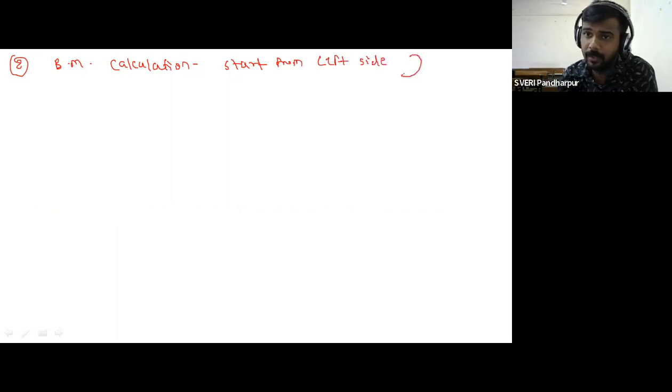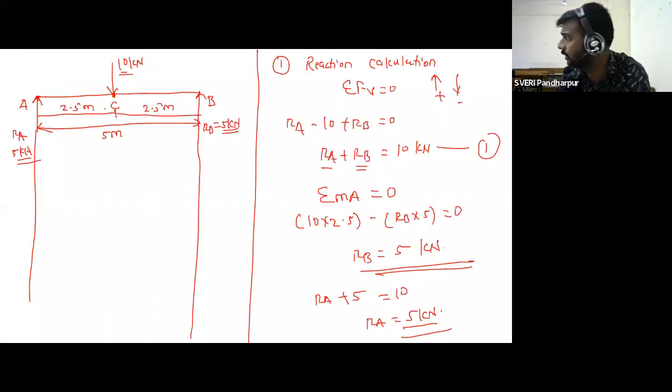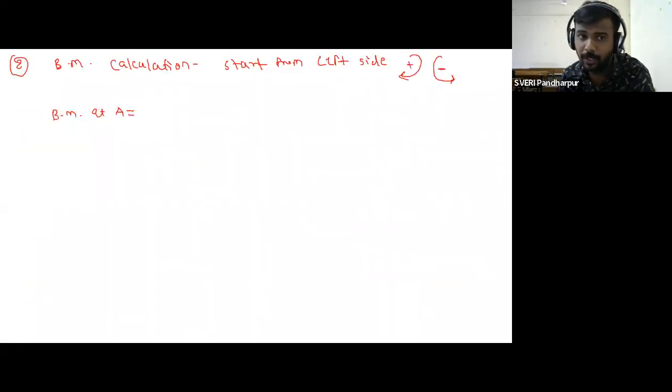What is the sign conventions? Clockwise movement and anti-clockwise movement. What is the sign for the clockwise? Positive, and it is negative. So start from the left side. BM at A is equal to A च्या left side ला काय forces आहेत का? नाही. So it is equal to 0 kilonewton meter.